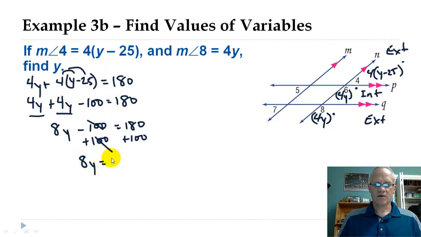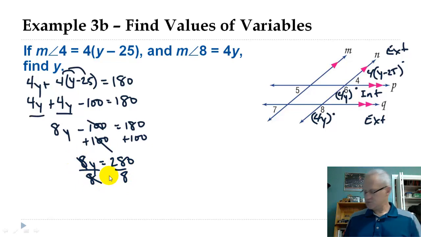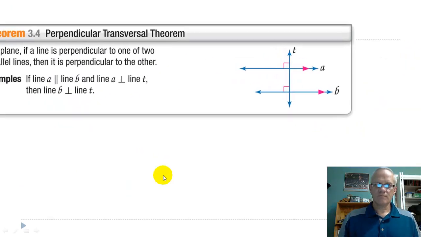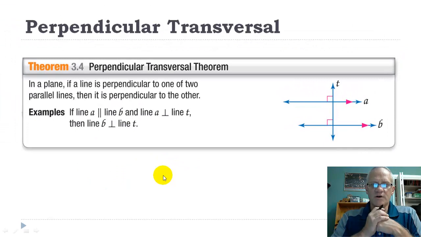And then that means 8y is 280, it looks like. And then divide by 8. And so 280 divided by 8, it looks like it's 35. So y equals 35. Okay? All right, last thing and we're done.